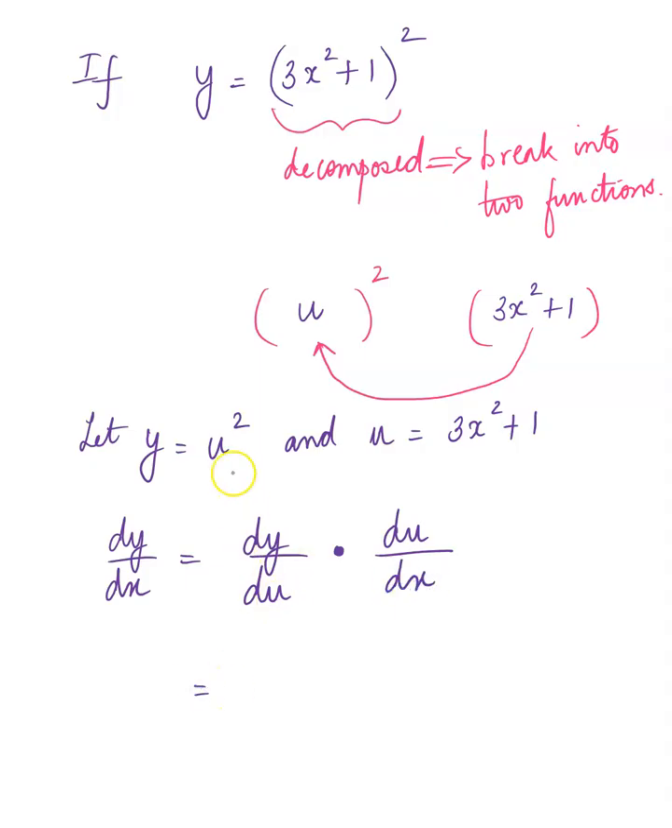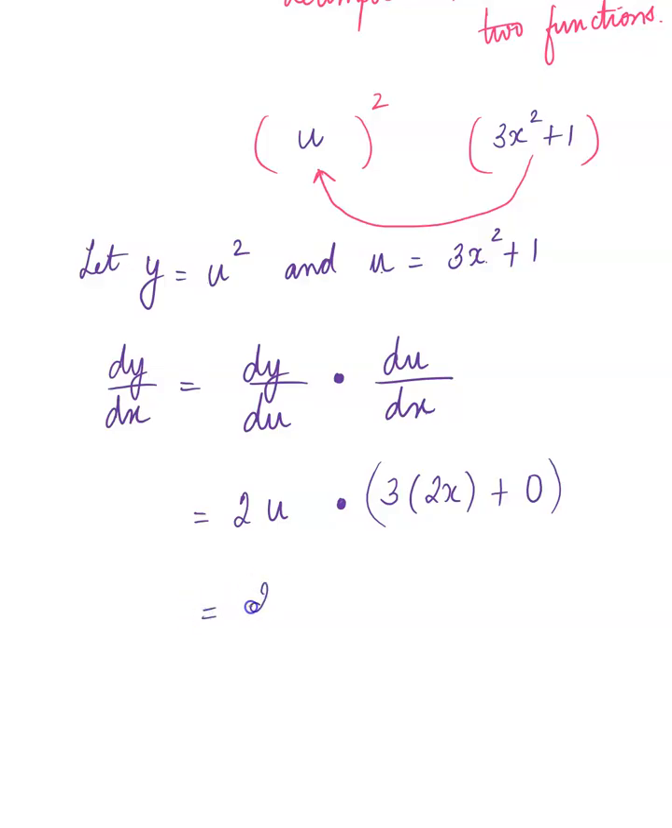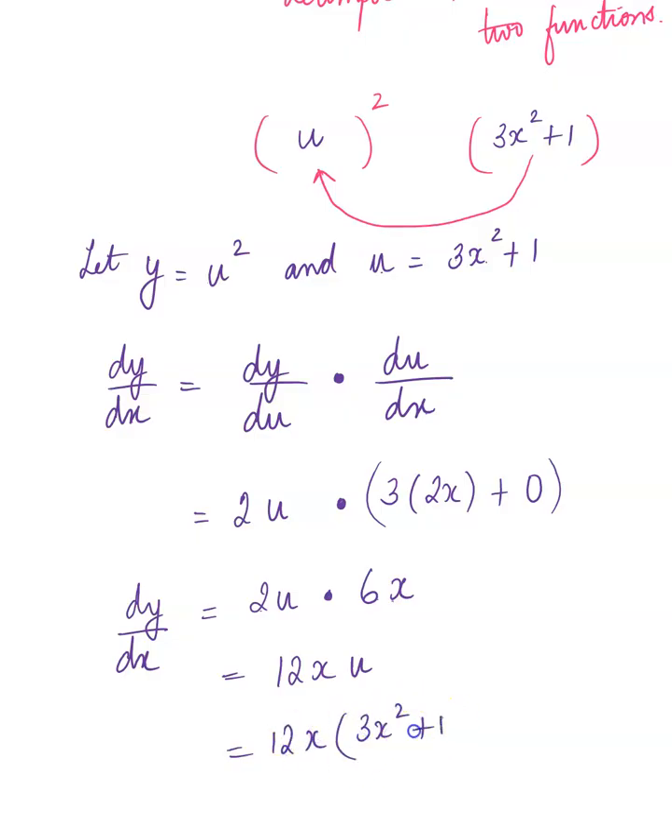So let's look at dy over du. So y with respect to u, that will be 2u, times du over dx. So u with respect to x, that will be 3 times 2x. Okay, that's plus 0, right? This whole thing, because derivative of 1 is 0. So technically you have 2u times 3 times 2, 6x. You can't have the u and the x because you want the dy over dx ultimately. So replace your u with what it represents. So I have, let me just collect these all. So this will be 12xu, and in the place of u, I plug in 3x squared plus 1.